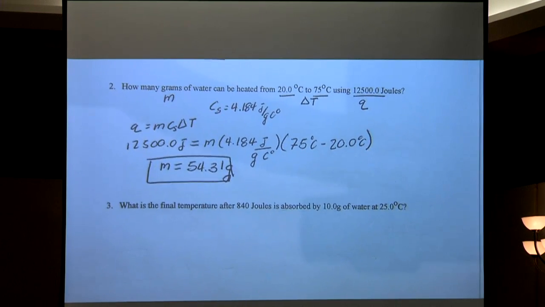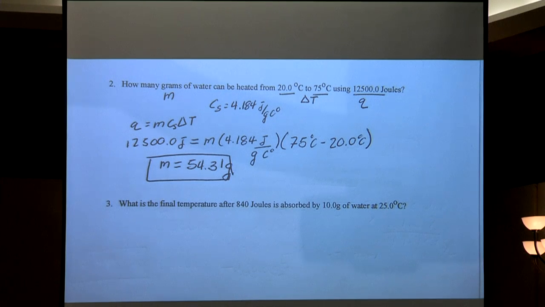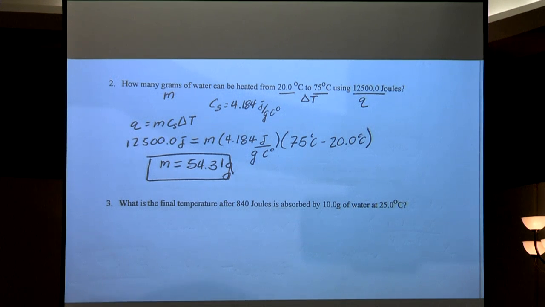So again, more of the same. What is the final temperature after 840 joules is absorbed by 10 grams of water at 25 degrees Celsius? So the way I structured this was I had you finding each different variable that could be asked. Okay?